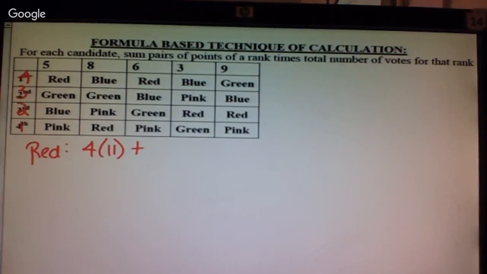How many times did they come in second place? None. So we skip it. How many times did they come in third place? 12. So third place, they get 2 points 12 times. How many times did they come in last? 8. So they get 1 point for 8 times. And you would plug this into your calculator to get red's total.